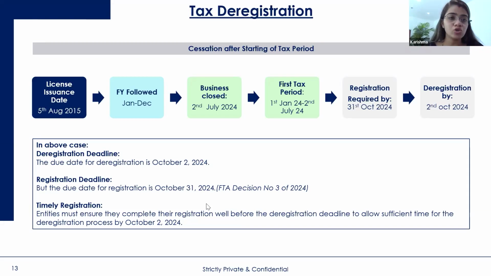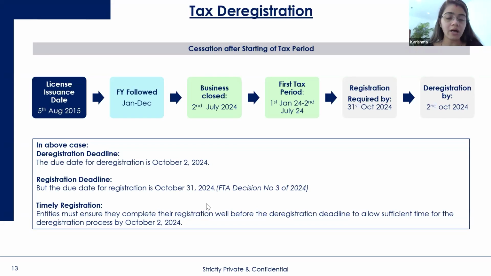However, in the last month itself, the company thinks of closing down its business and closes down on 2nd July 2024. As it follows the financial year January to December, its first tax period would by default be January 24 to 31st December 2024. But as the company was closed on 2nd July 2024, the date it is closed, deregistered and liquidated will be considered the end of its first corporate tax period, and it has to pay any tax liability and file a return for this period.